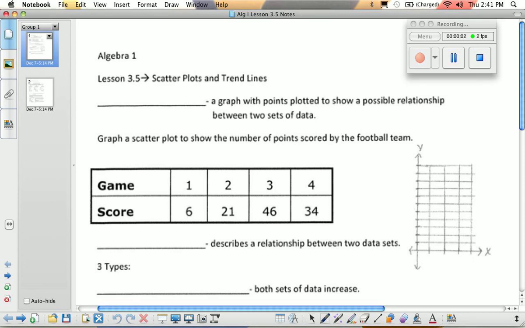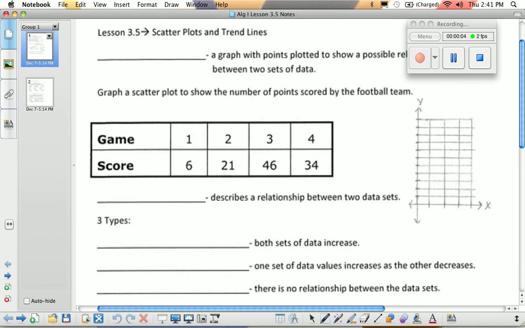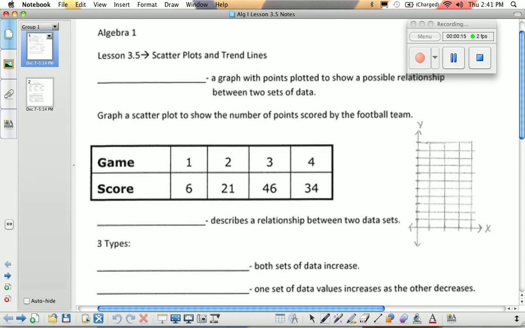So on our lesson 3.5 today, the main topic is working with scatter plots. And on scatter plots, we can also draw trend lines. And that's something you should be pretty familiar with by now after SP3R in the lesson.